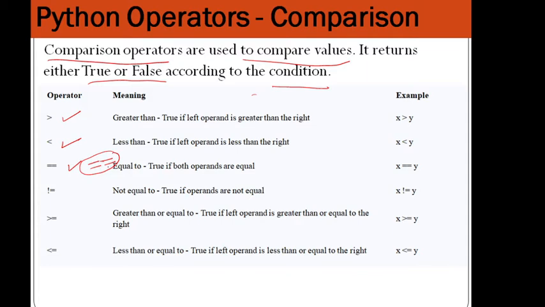So you need to put two equals. Not equal to, then greater than or equal to, less than or equal to. So this is how we are using it. x greater than y, x less than y, x equal to y, x is not equal to y, x is greater than or equal to y, and x is less than or equal to y.